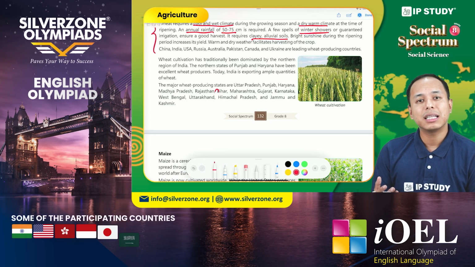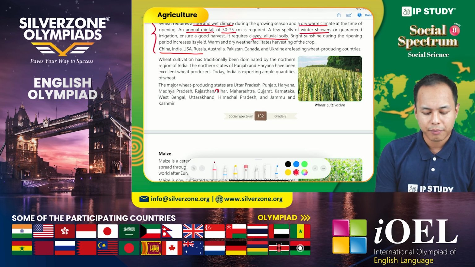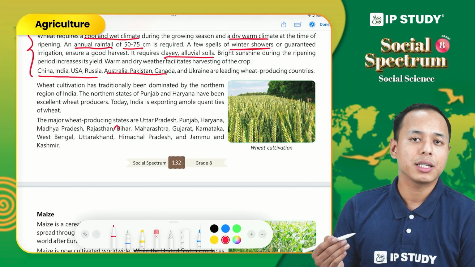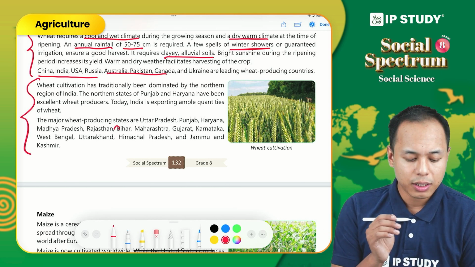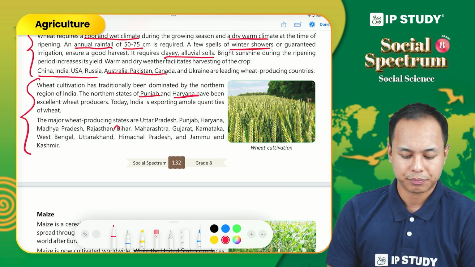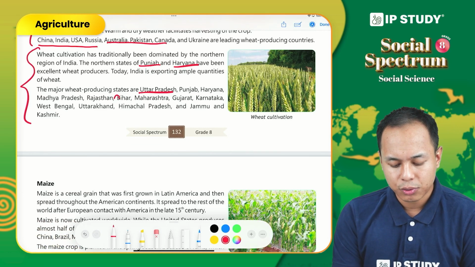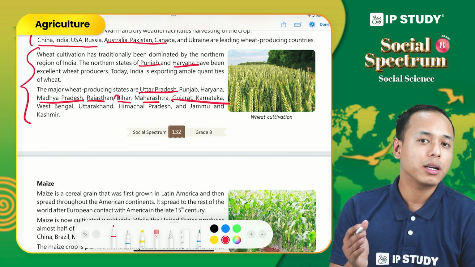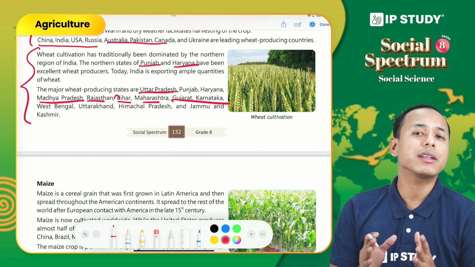If you look at the countries that top wheat cultivation, China, India, USA, Russia, Australia, Pakistan, Canada and Ukraine. So these are the important wheat producing countries in the world. When it comes to India, wheat is traditionally grown in the northwestern part of the country, Punjab and Haryana. They lead in wheat production. Apart from Punjab and Haryana, wheat is also cultivated in other states like Uttar Pradesh, Madhya Pradesh, Rajasthan, Bihar, Maharashtra, Gujarat, Karnataka, West Bengal, Uttarakhand and so many other states. So like rice, wheat is also grown in different states of India.